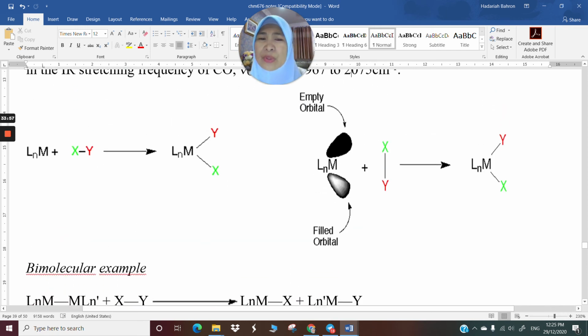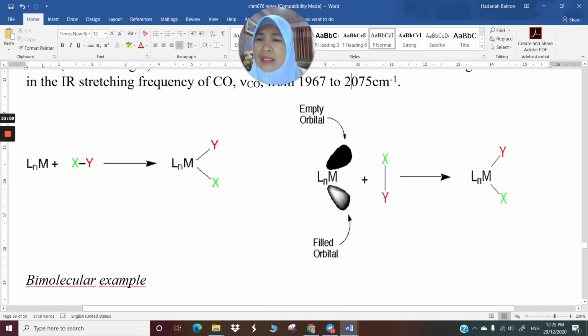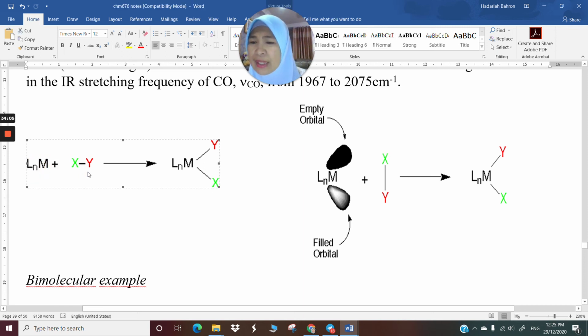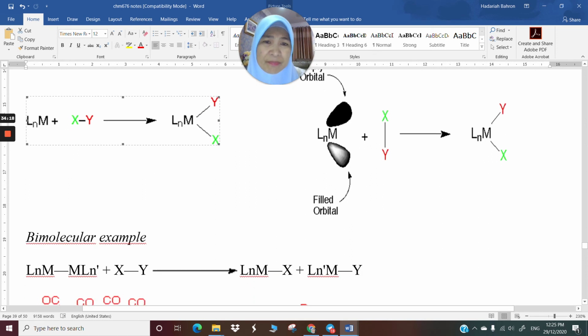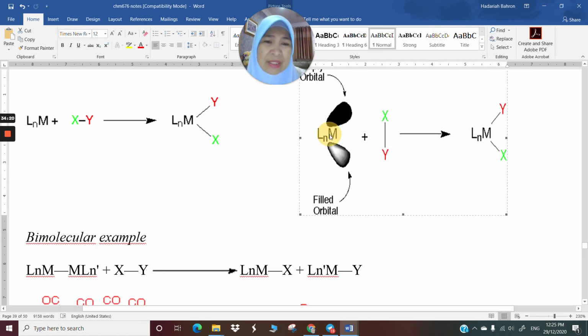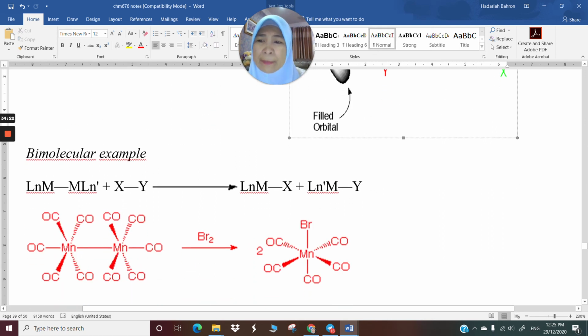And you can also have this thing happening here. What do we have here? You have metal attached to n number of L, and you have XY, which is a small molecule, and if M fulfills all the 4 criteria above, Y and X will be added to the metal. In this way, similarly, like that also, it can happen.